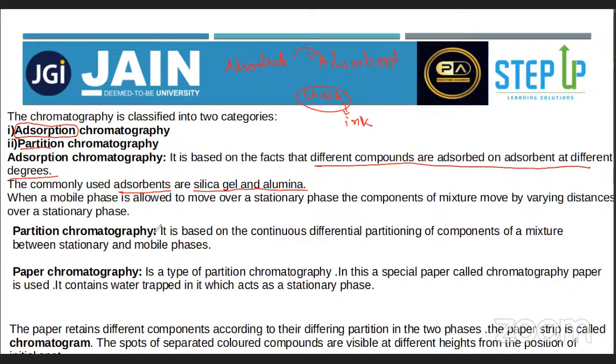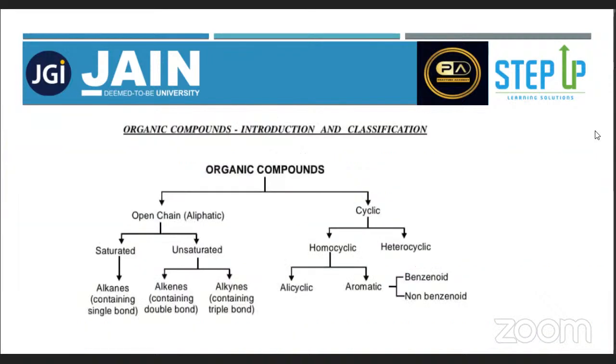Okay. Partition chromatography is based on the continuous differential partitioning of the compounds of a mixture between stationary and mobile phases. There will be a phase which is stationary, and a phase which is moving, that is known as the mobile phase. This is just the basics, whatever you're supposed to know. You cannot expect many questions from all that. The questions you will get from organic compounds will be on isomerism and their preparations, so we'll focus on this.